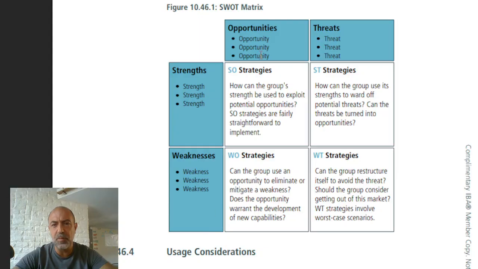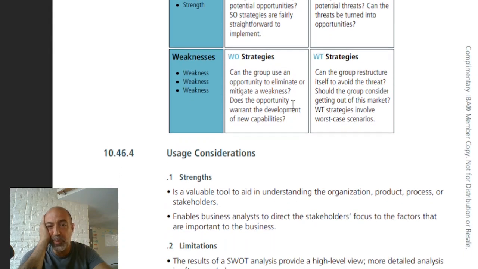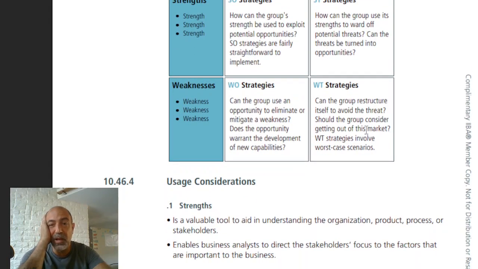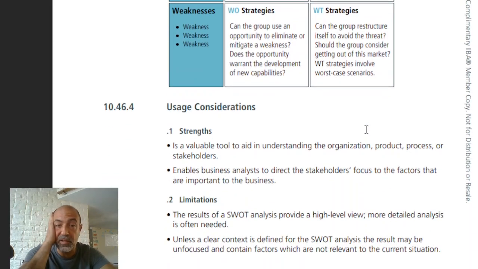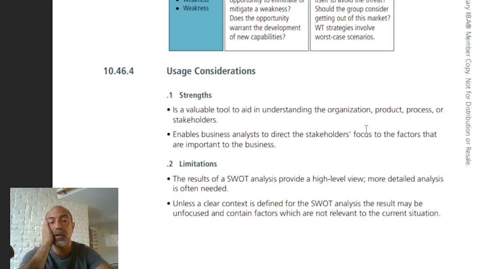It goes strengths, weaknesses, opportunities, and threats, and they go around and create a matrix. If you pair strengths and opportunities: how can a group's strengths be used to exploit potential opportunities? How can a group use its strengths to ward off potential threats? Can a group use an opportunity to eliminate or mitigate weaknesses? And between weaknesses and threats, can the group restructure itself to avoid a threat so that it doesn't hit the weakness? So what we're actually doing is seeing where we're weak, where we're strong, and where externally the world is going to attack us or where it provides an opportunity.